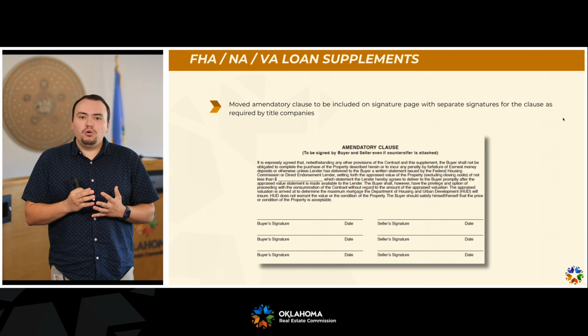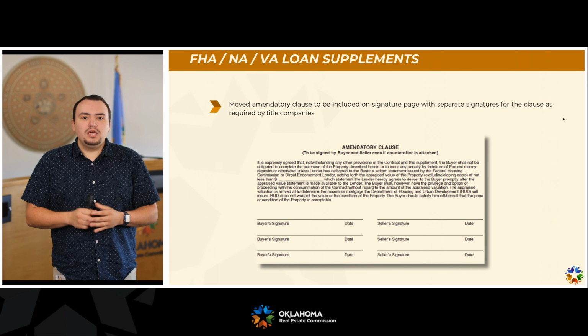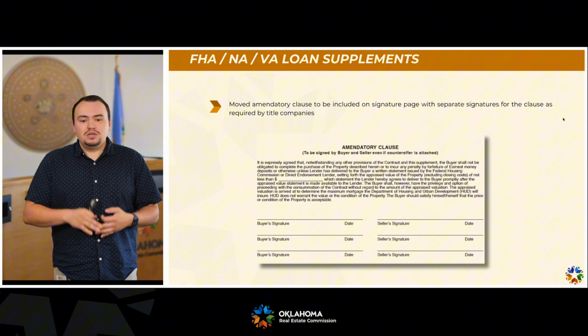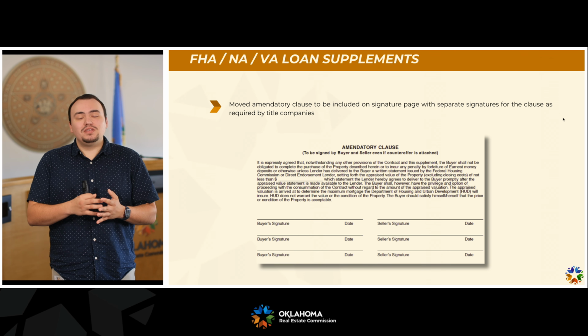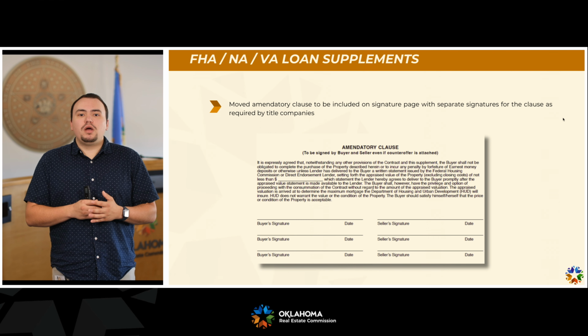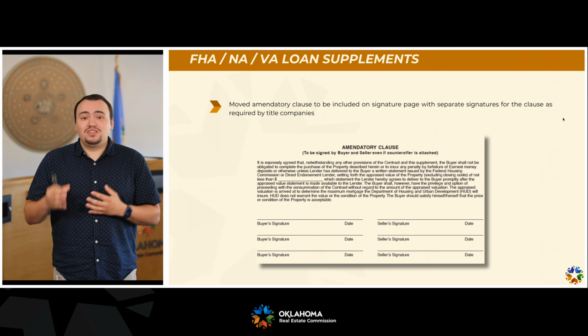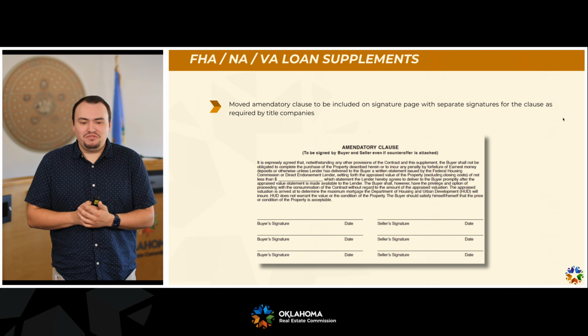So we've actually pulled that amendatory clause into its own section with its own signature block in all the FHA, Native American, and VA loans. And so throughout those supplements, you'll see that the amendatory clause is on the third page with all of those. On the FHA, it's on the same page as the certification. So hopefully that fixes that issue going forward.